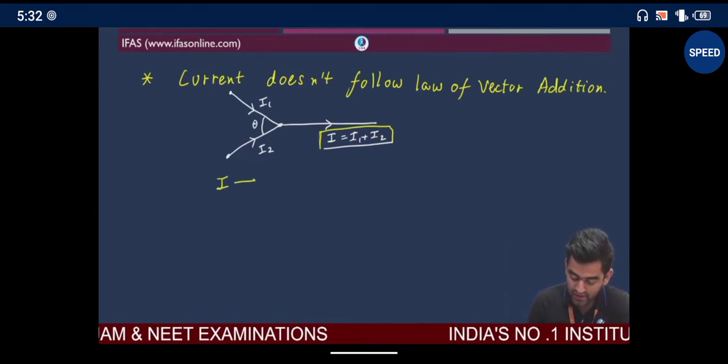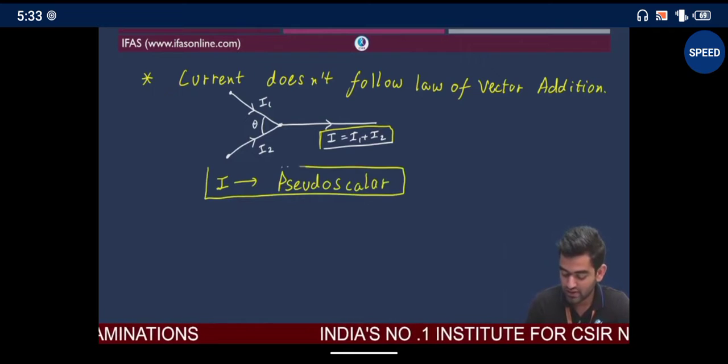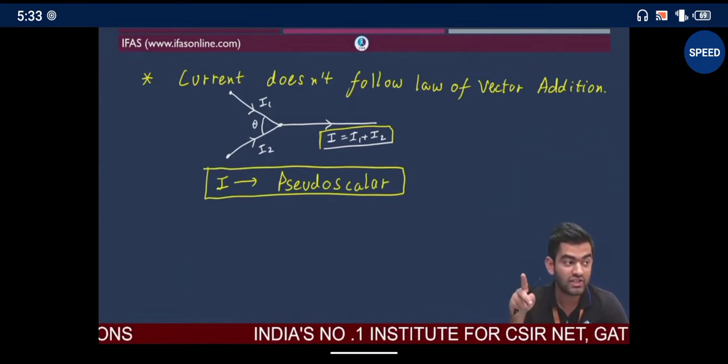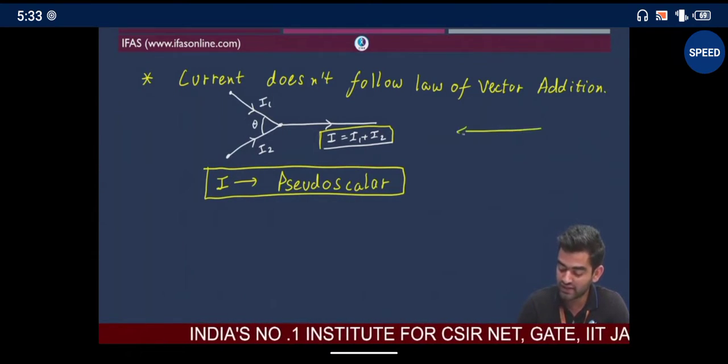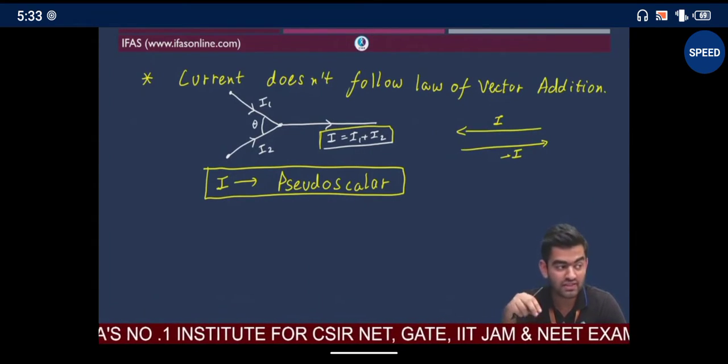So current is nothing else but a pseudo scalar. This is additional information I am giving you; it's not usually given in many books. Current is a pseudo scalar, which is a scalar quantity but changes sign with direction. For example, current moving in this direction will be I, and current moving in the opposite direction will be minus I. You might already know about this. So these are nothing else but pseudo-scalars.